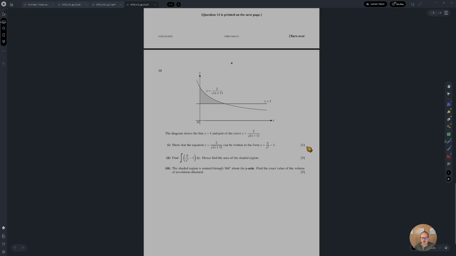That's the first question, just 1 point. Then find the integral of this curve and hence find the area of the shaded region. And then the shaded region is rotated through 360 degrees about the y-axis. Find the exact value of the volume of revolution obtained. All right, let's take care of this first.